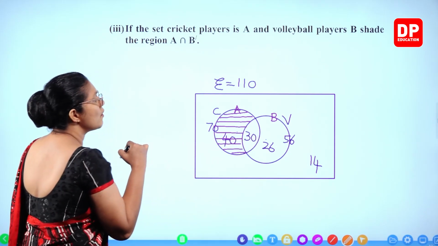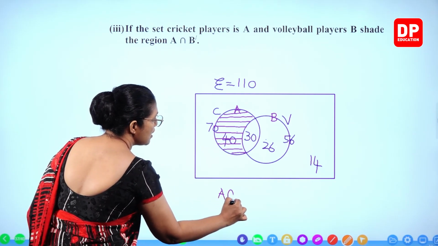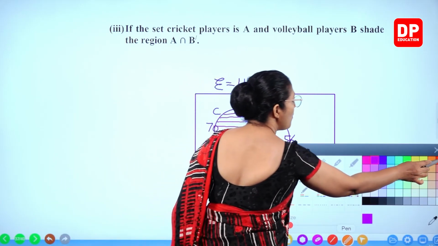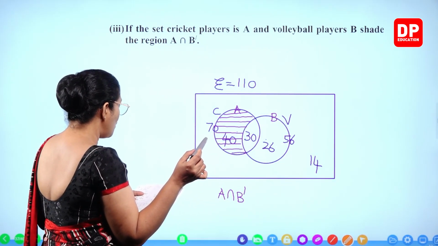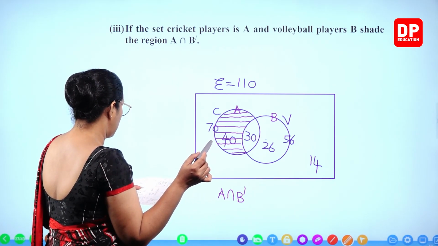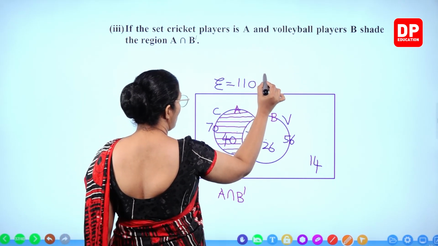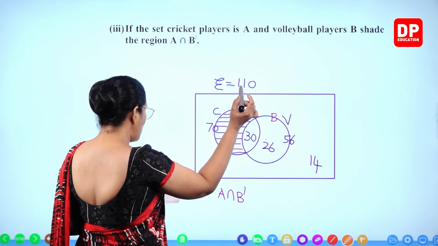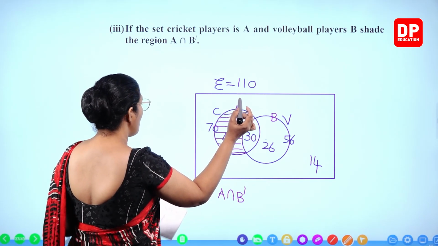So that's the required part. A intersection B dash: outside B and inside A. So how many marks for that part? You are getting 2 marks. And here you don't have to write down the value. That's 40, if they ask for the value, but here only to shade the region. That's 2 marks.